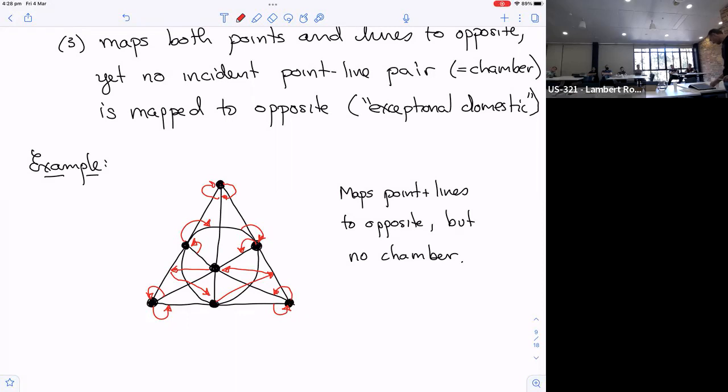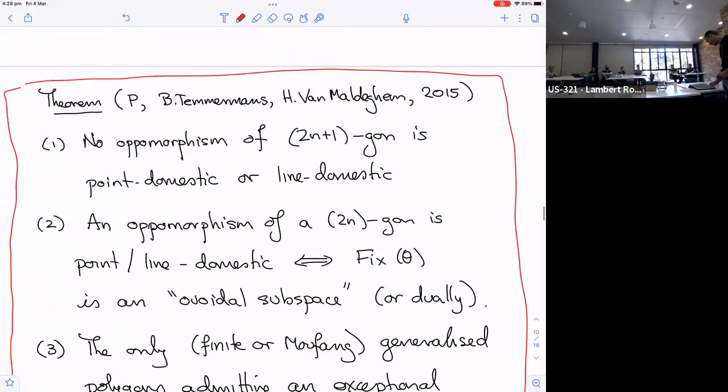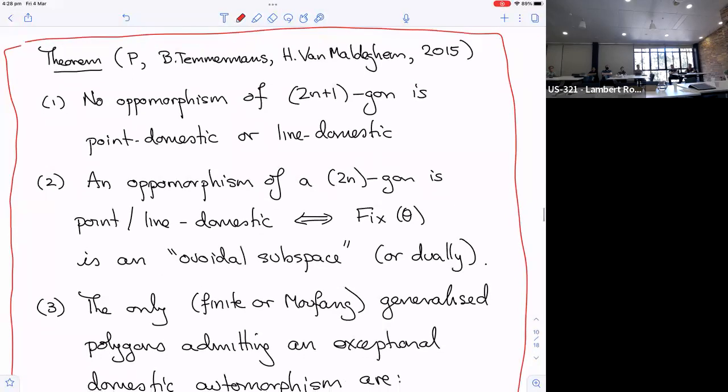Anyway, this rank 2 case does help us understand the higher rank case through it. So, a theorem from a while ago. Let's think through it. Let's talk about the automorphisms again.